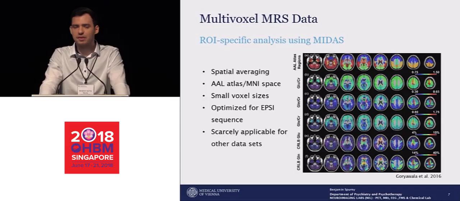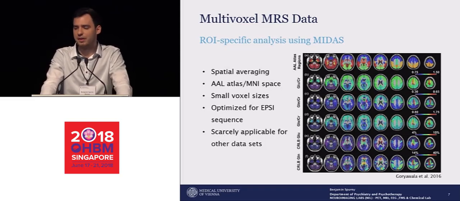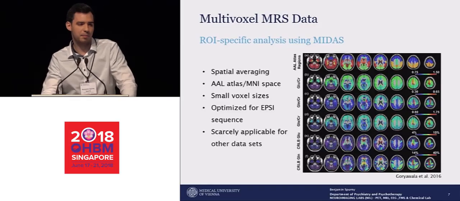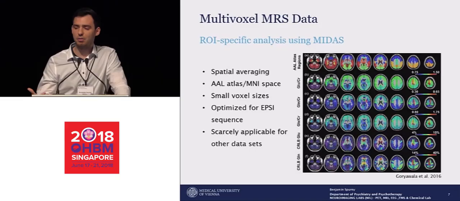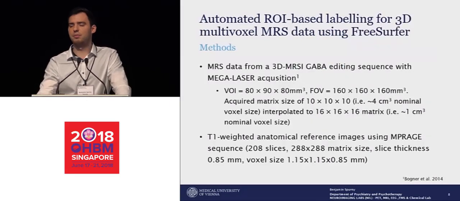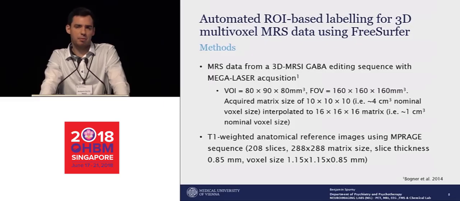However, this software package is basically only applicable for their own sequence, and you cannot use it for any other sequences. This led us to provide a post-processing step which should be available for many other MRS sequences, in an ROI-based manner. What we have is a nice GABA editing MRS sequence with MEGA-LASER acquisition.